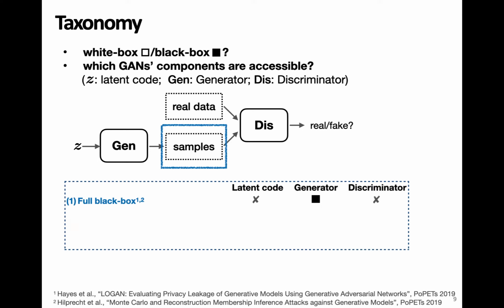We then introduce 4 different cases in an increasing order of the amount of knowledge accessible to the attackers. The first one is the full black box case, where only the generated samples are available. This corresponds to the case where a synthetic dataset is released and is a widely adopted setting for dataset sanitization.